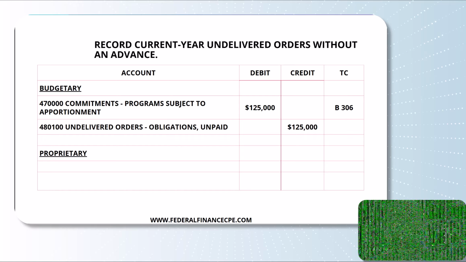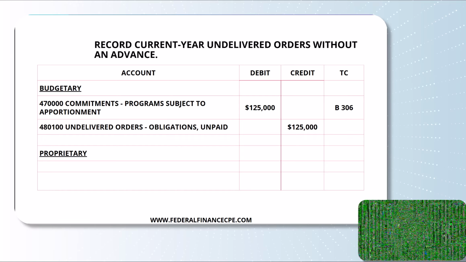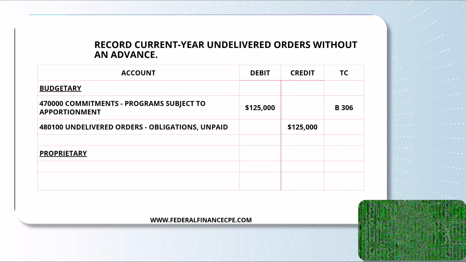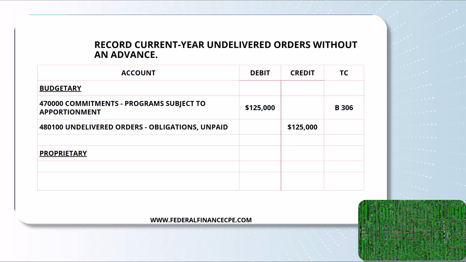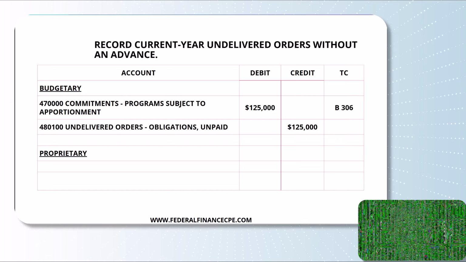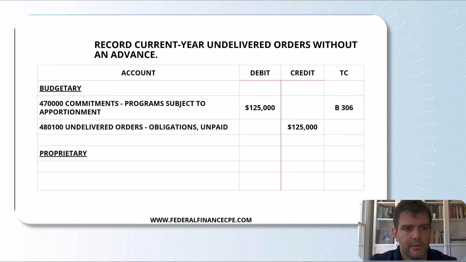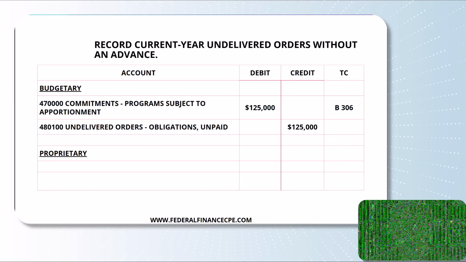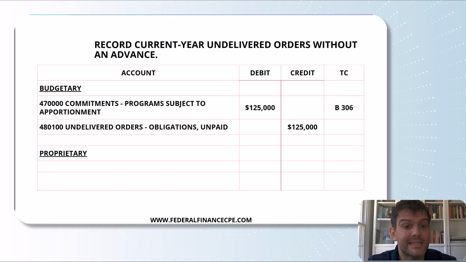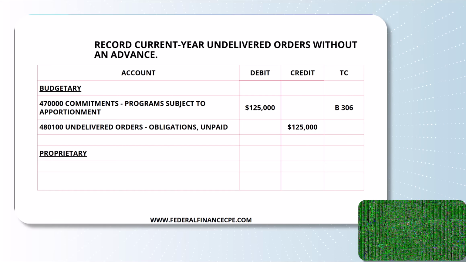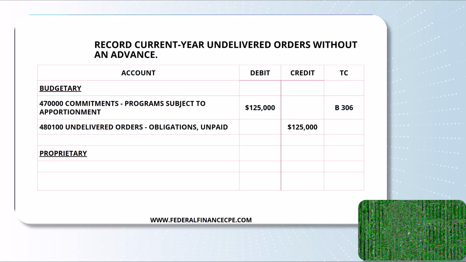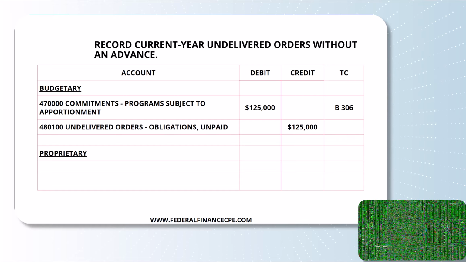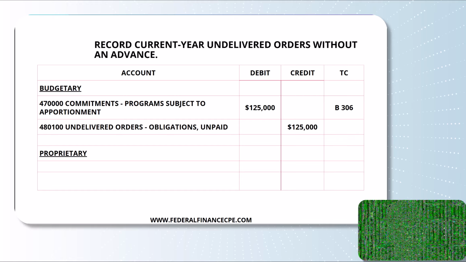This is just to say we've signed a contract. So we actually signed a contract for something for $125,000, right? So we're going to use now the transaction code B306. And this is where we're going to be debiting our 4700, our commitments, and we're crediting our 4801, our undelivered orders, obligations unpaid. And once again, nothing in our proprietary accounts because nothing has happened, right? You don't record a GL balance in commercial accounting when just a normal contract is signed, right? It's when you incur the actual expenses, which is about to happen.